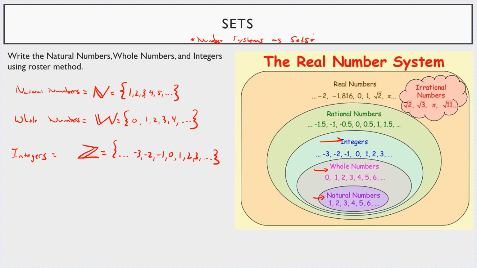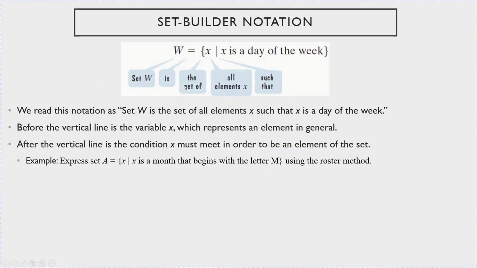All right, so what we've been doing here is we've been listing everything in what's called roster method. So there is another notation, another way you can name a set, and it's what's called set builder notation. Okay, so it looks like this.